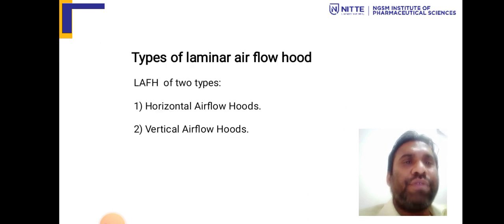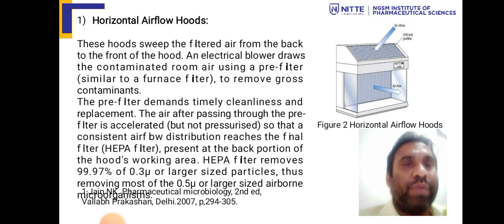Now what are the types of laminar airflow hood? There are two types. One we call the horizontal airflow hood, and one is called the vertical airflow hood. Now horizontal airflow hoods, as you can see in the figure given by N.K. Jain, sweep the filtered air from the back to the front of the hood, and the electrical blower draws the contaminated room air using a pre-filter similar to furnace filters to remove gross contamination.